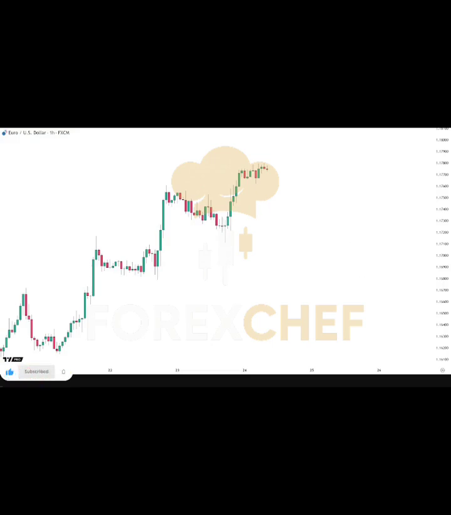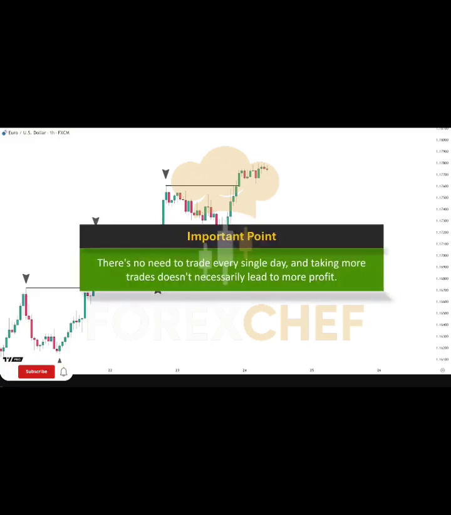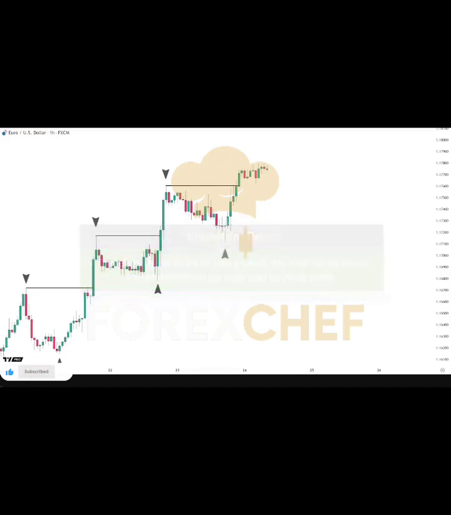The structure is clearly bullish, consistently breaking above previous market highs, which is exactly what we want to see. If the market appears unclear or choppy, it's better to switch to another trading pair, or simply close the chart and wait for the next day. There's no need to trade every single day, and taking more trades doesn't necessarily lead to more profit. So the 1-hour chart suggests an uptrend, and we are only interested in buying this pair.